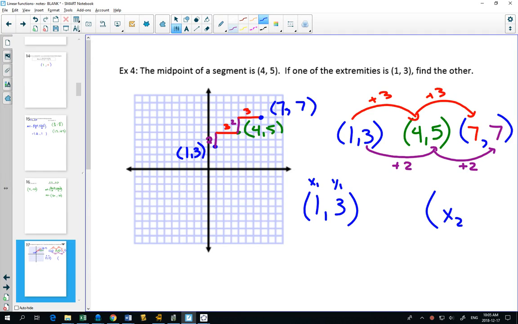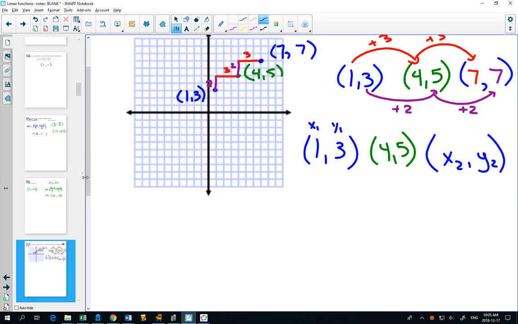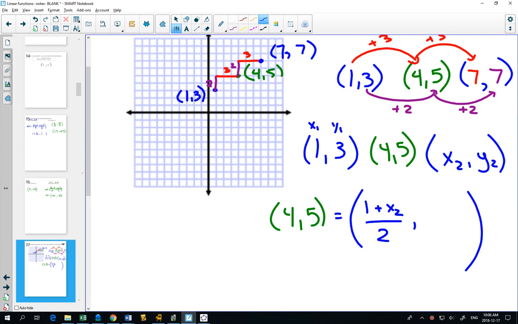And we don't know what our second point is. It's x2 and y2. But we do know that our midpoint is 4, 5. Our midpoint formula says the midpoint 4, 5 is equal to x1, which is 1, plus x2 divided by 2, and y1, 3, plus y2 divided by 2. That's what the formula says.